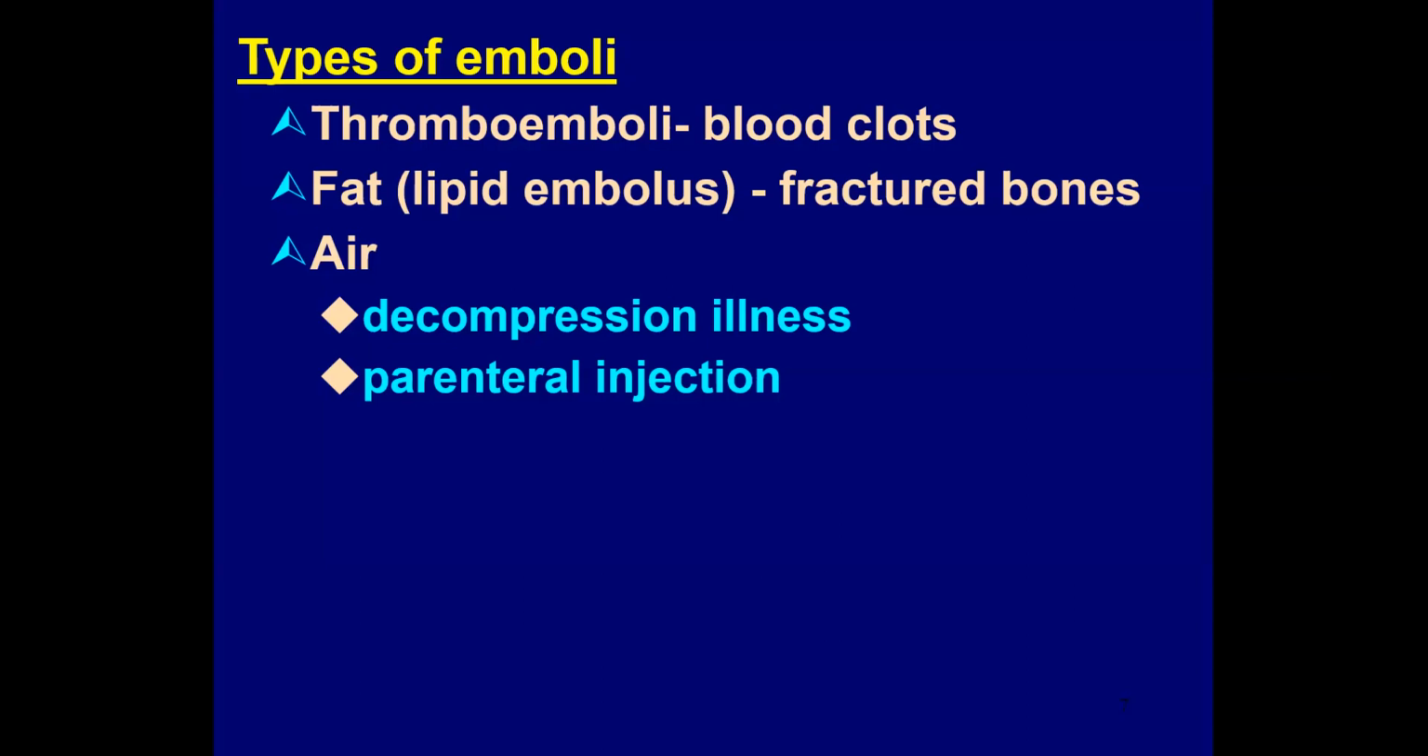Another type of embolus is an air embolus. Most commonly, this occurs with decompression illness. For instance, a diver comes up from the bottom too fast and gets an air embolus. It can also be produced by a parenteral injection, such as an intravenous injection with air. And you actually see this on TV and on cop shows where the killers inject air into patients to kill them.